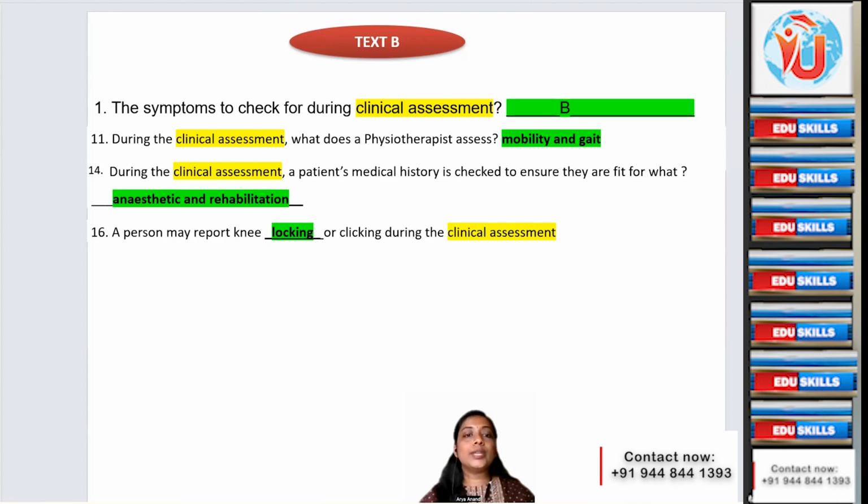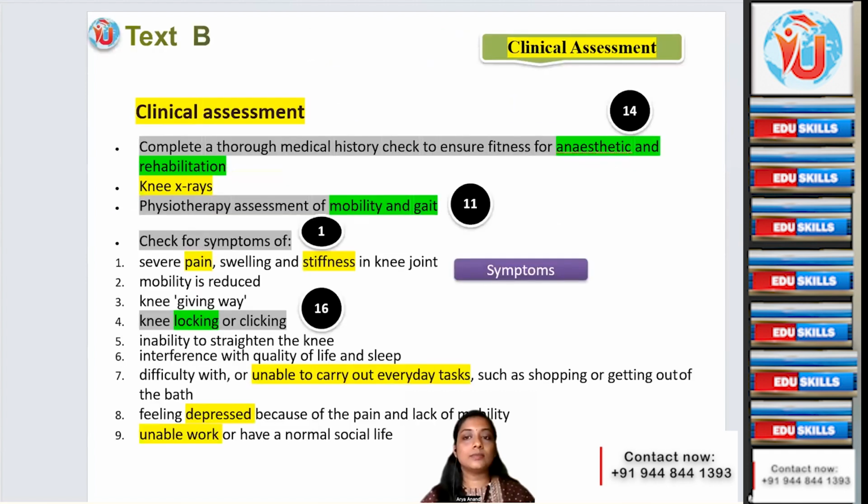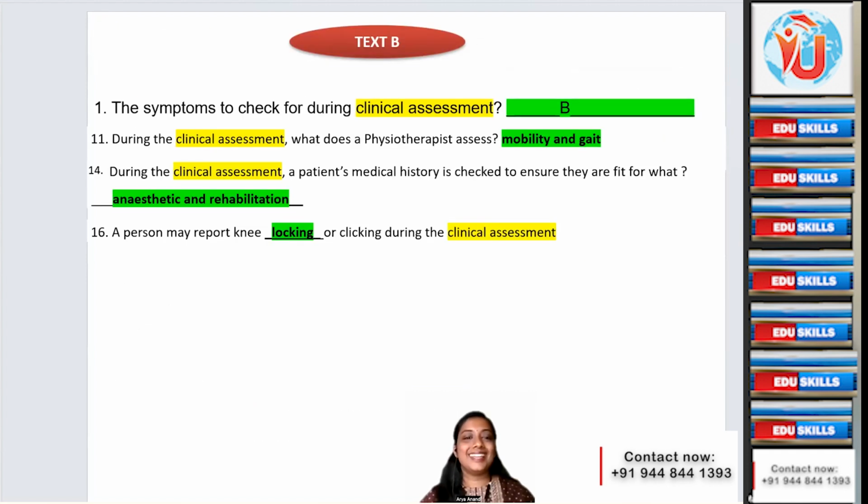Then during clinical assessment, again, the keyword is clinical assessment here. A patient's medical history is checked to ensure they are fit for what? Anesthetic and rehabilitation. Yes, anesthetic and rehabilitation. If anybody has any doubt regarding these questions, you can ask when I am explaining, okay?